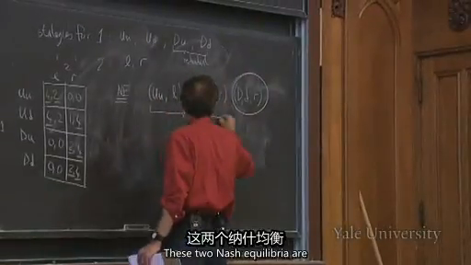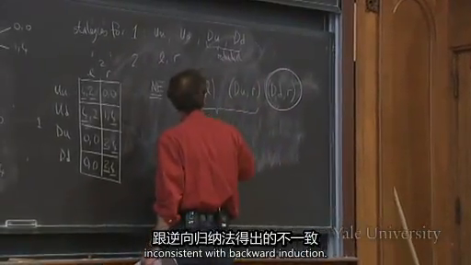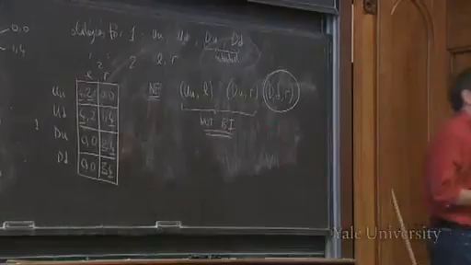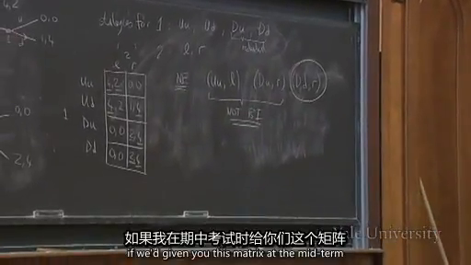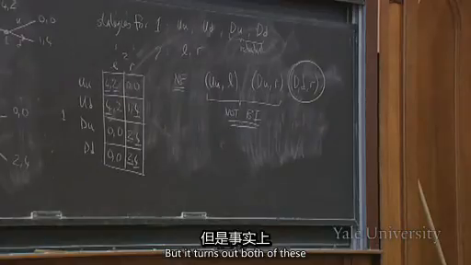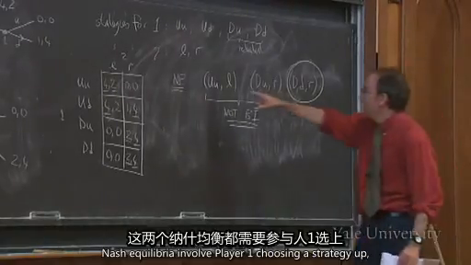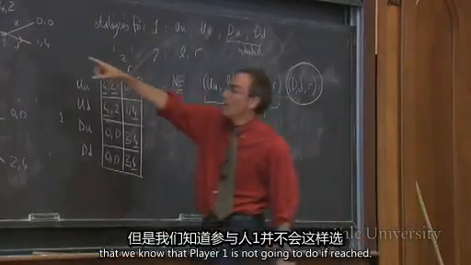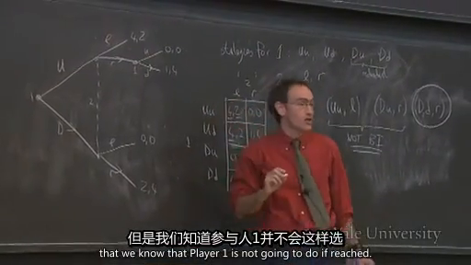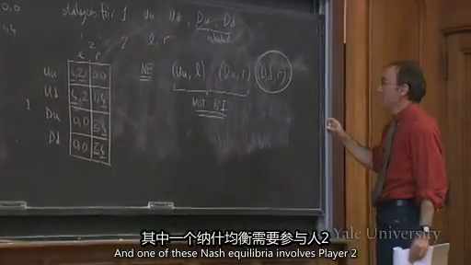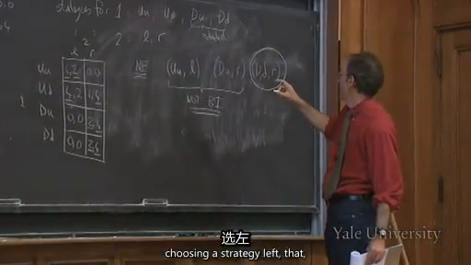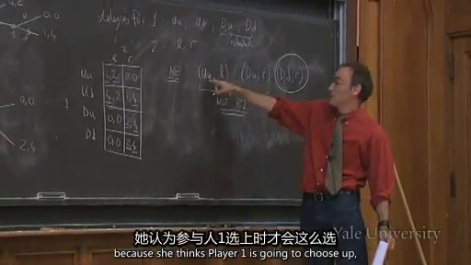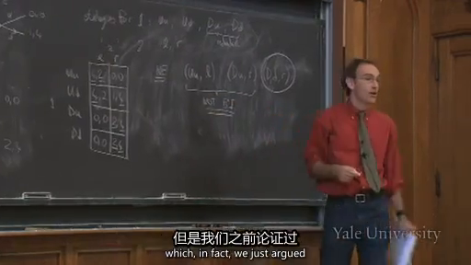These 2 Nash equilibria are inconsistent with backward induction. They're perfectly good Nash equilibria. If we'd given you this matrix at the midterm, you'd have thought they're just fine. But it turns out both of these Nash equilibria involve player 1 choosing a strategy up that we know player 1 is not going to do if reached. And one of these Nash equilibria involves player 2 choosing a strategy left that in fact she's only choosing because she thinks player 1 is going to choose up, which in fact we've just argued player 1 is not going to do.